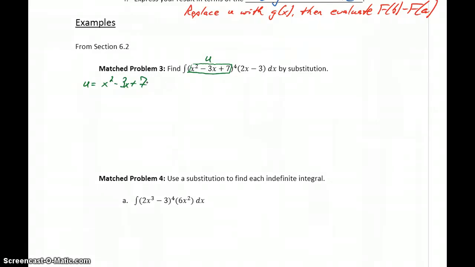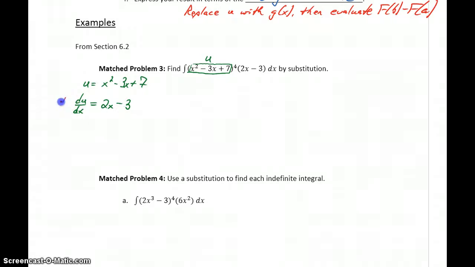Now we want to, in step 2, express this problem in terms of u and du. So u, we can just go ahead and swap in for x squared minus 3x plus 7, but then we still have 2x minus 3 dx to somehow get rid of, this variable x and this expression dx. So what we'll do is take the derivative of both sides of our substitution expression. So we have u, and what we want to find is du dx, so the derivative of this function. So this is going to be 2x minus 3.